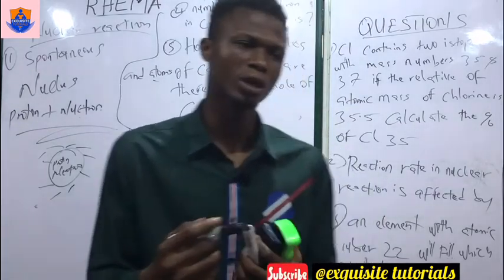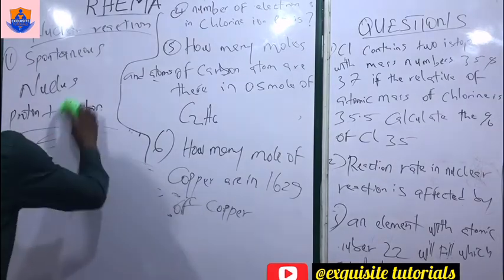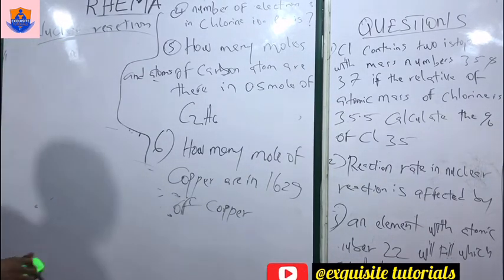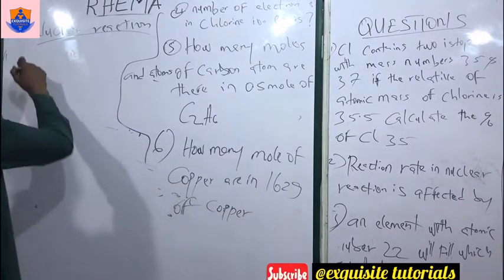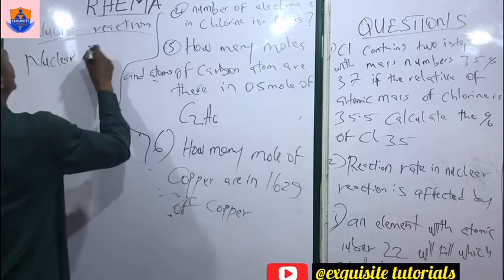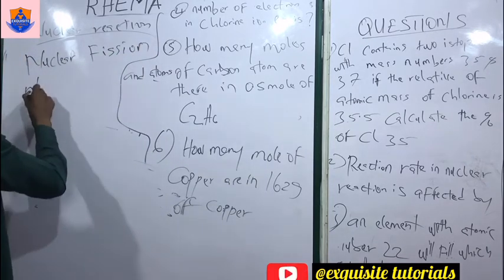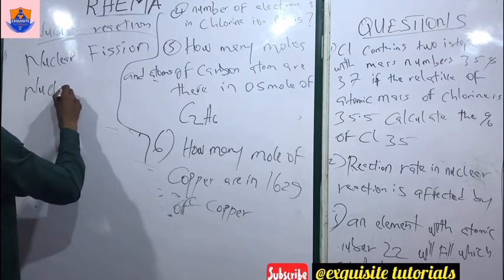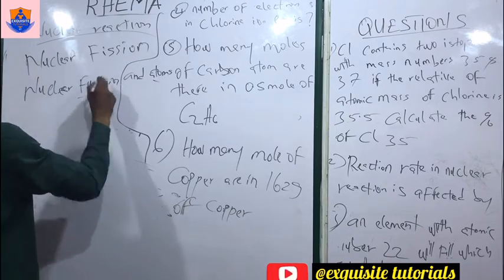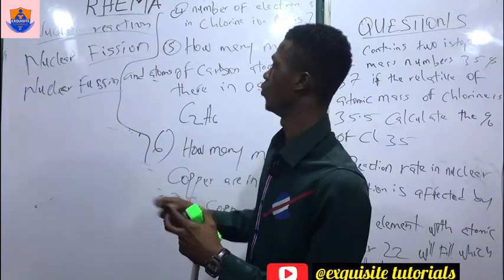Now, there are two terms that you must note in a nuclear reaction. One, we have nuclear fission. Another, we have nuclear fusion. Now, note, one is fission and one is fusion.